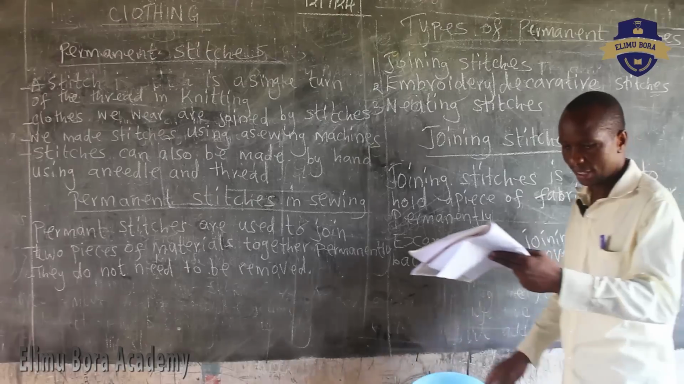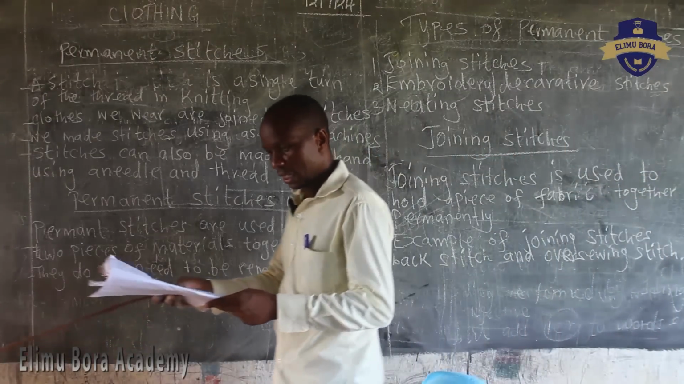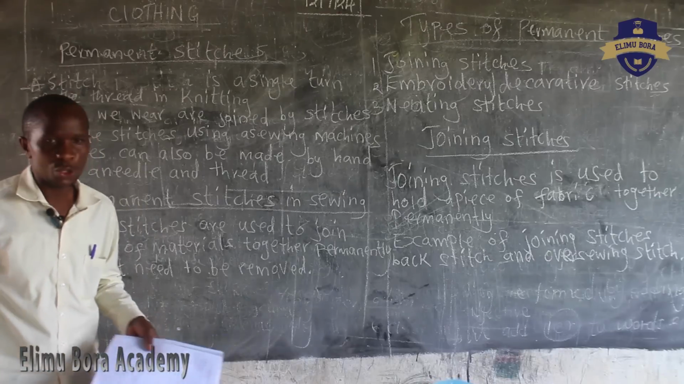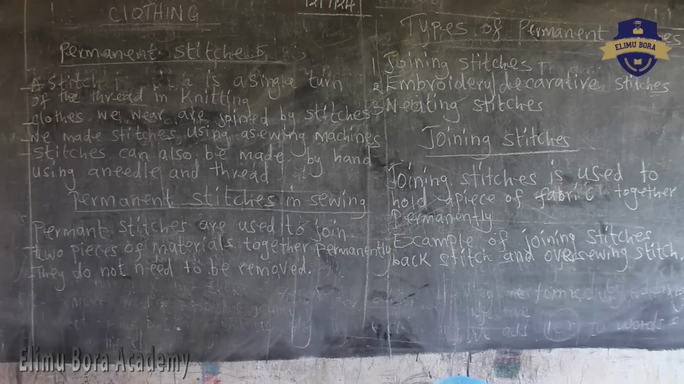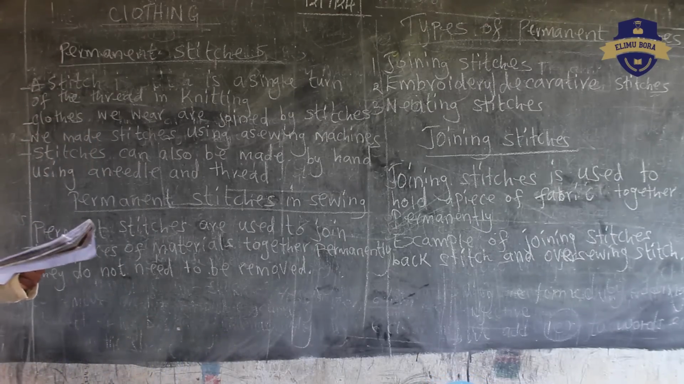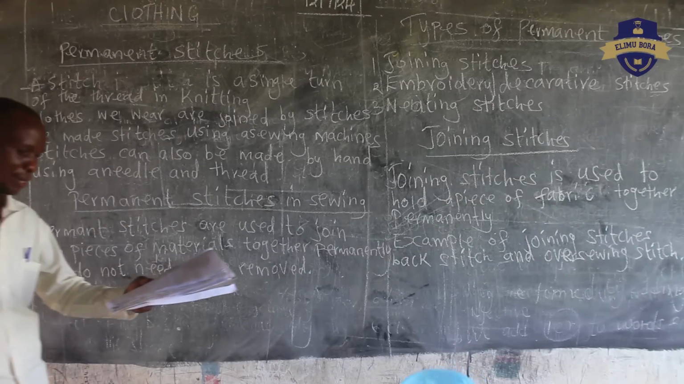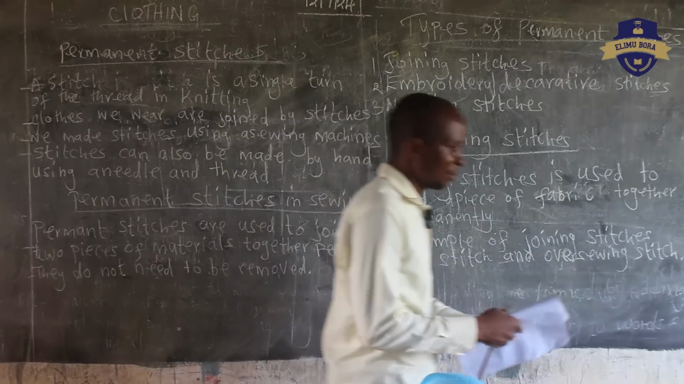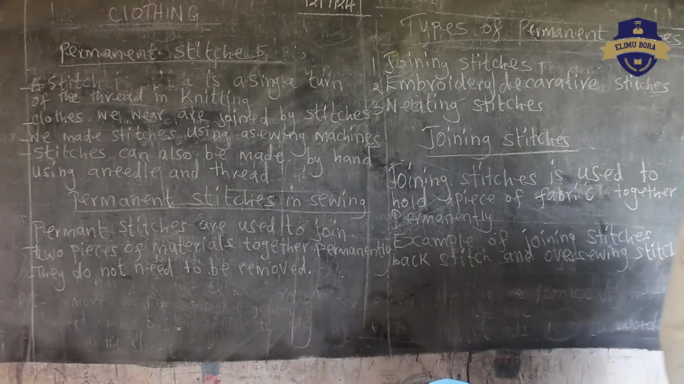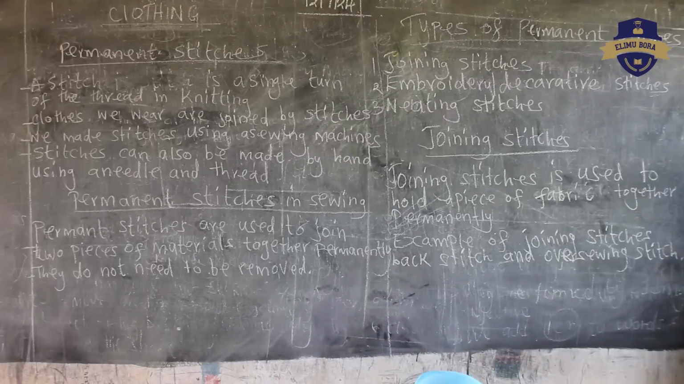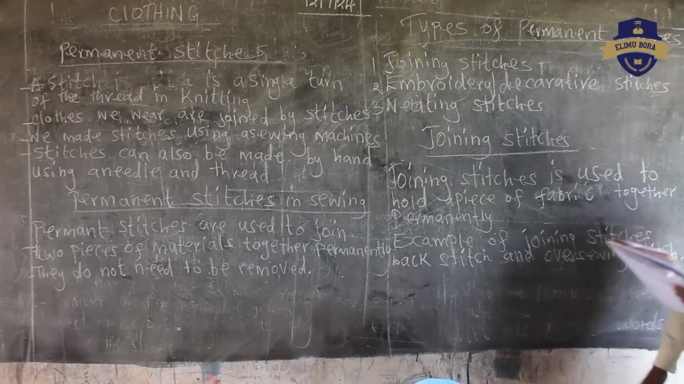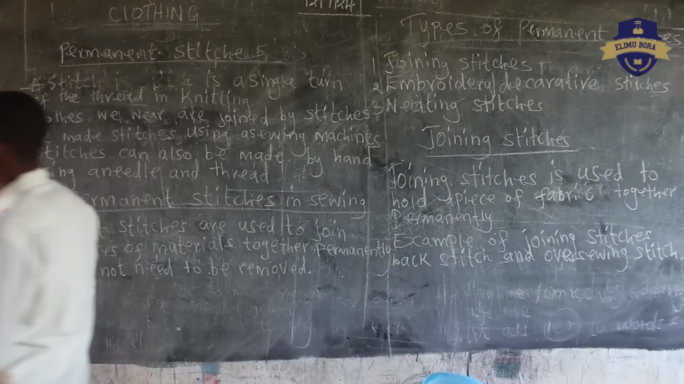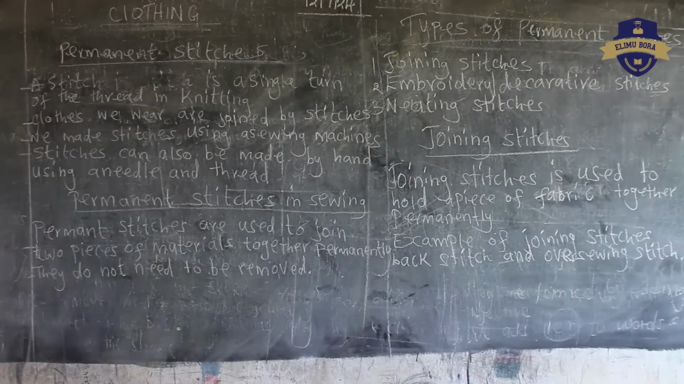The last type of permanent stitches is what we call knitting. Knitting stitches are used to prevent the raw edges of the garment from fraying. They also hold hems securely in place.